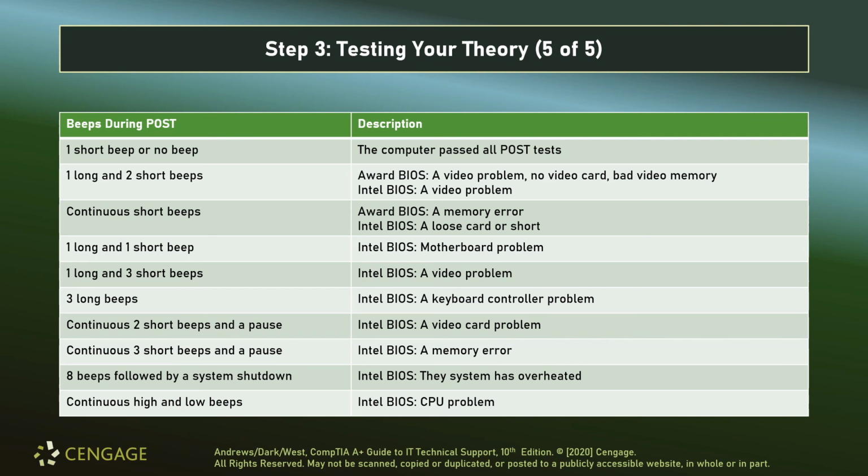If you see it just specifying Intel, it may mean that there is a similar code on Award, or it may not. The thing that it points out is the one long, two short includes also that there is no video adapter as well as bad video memory instead of just a non-specific video problem. And you'll notice that continuous short beeps for Award means a memory error, whereas in Intel it means that there's something that's shorting out. It's a loose card or a loose cable.